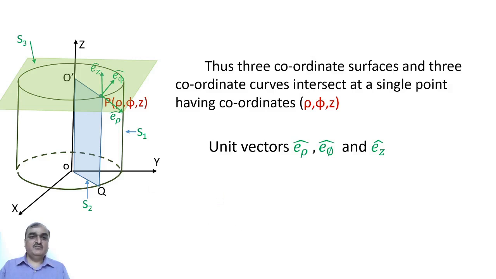And these three unit vectors are perpendicular at a point. They are mutually perpendicular at a point. Their direction varies from point to point, but at a particular point, they are perpendicular to each other.